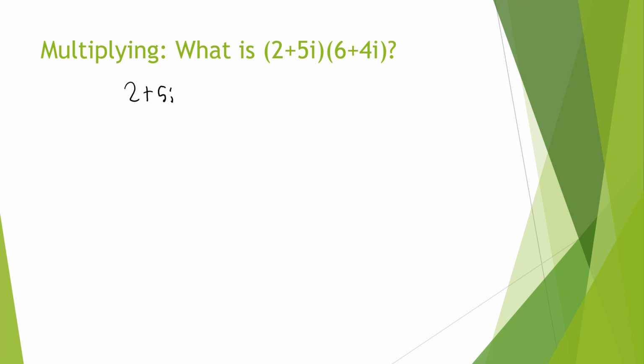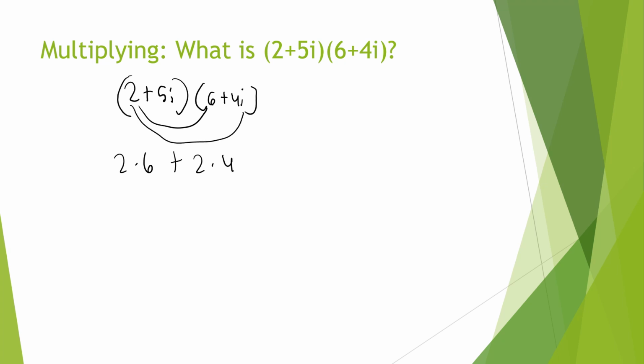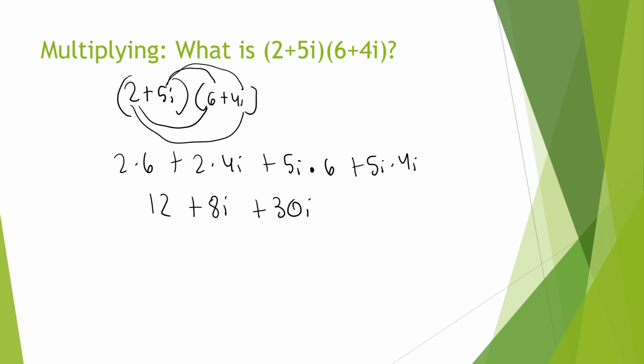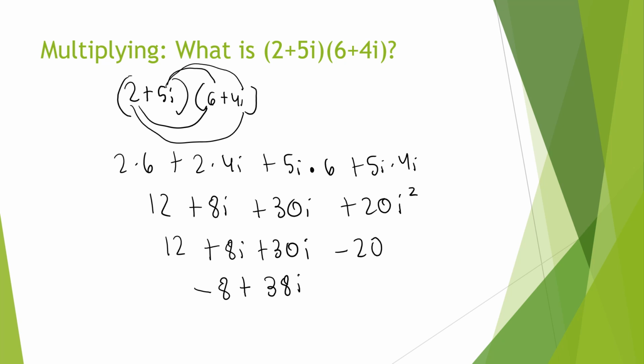So now let's multiply complex numbers. You get 2 plus 5i times 6 plus 4i. What you do is you basically expand it out. So let's do that. 2 times 6 plus 2 times 4i plus 5i times 6 plus 5i times 4i. Let's simplify that. 12 plus 8i plus 30i plus 20i squared. And i squared is equal to negative 1. So it's just 12 plus 8i plus 30i minus 20, which is just negative 8 plus 38i. And that's your answer.